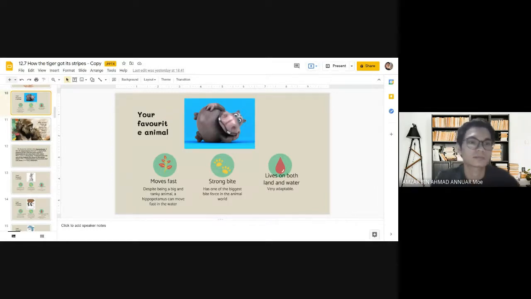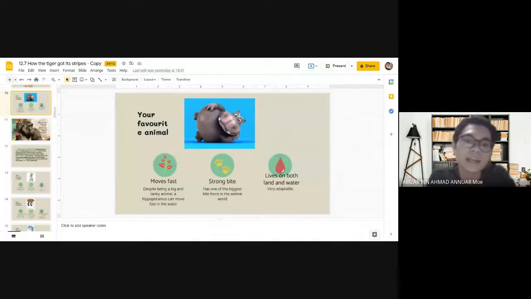Agak-agak. Rasanya apa? Verb ke dia? Strong bite. Adakah strong bite itu verb? Tidak. It is not a verb. Therefore, it shouldn't be put in the middle. Dia tak boleh letak dekat tengah.